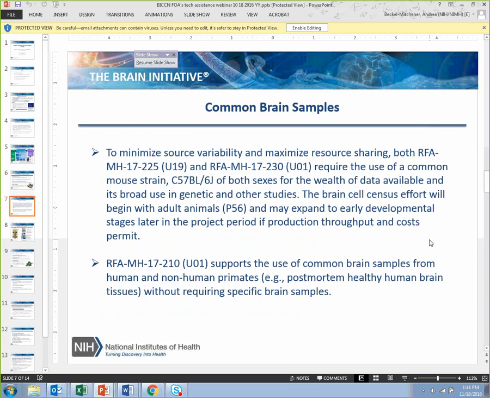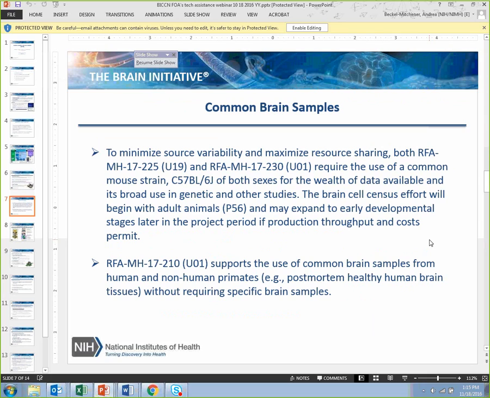So the two mouse brain cell census RFAs will require the use of a common mouse strain, C57BL/6 at P56, of both sexes, for the wealth of data available and its broad use in genetics and other studies, to minimize source variability and maximize resource sharing. The brain cell census efforts of mouse brain will begin with adult animals, P56, and may extend to early developmental stages later in the project period if production throughput and the cost permit.